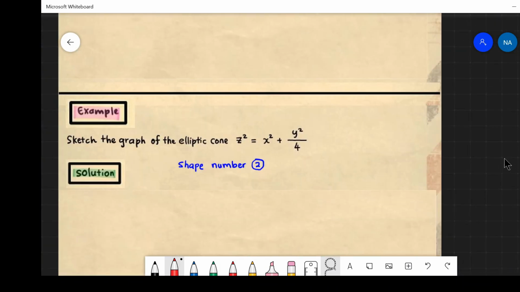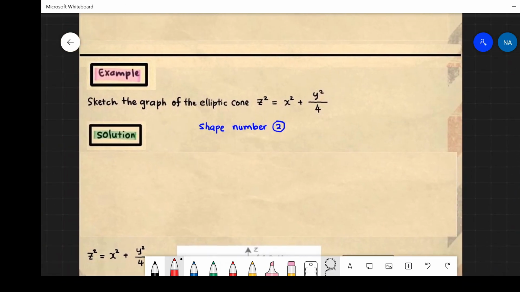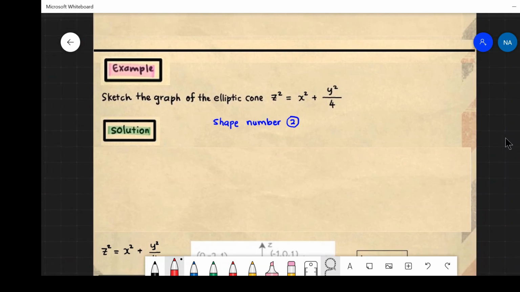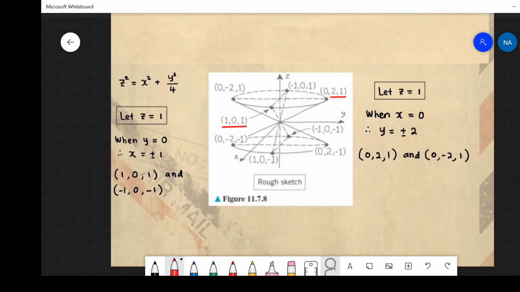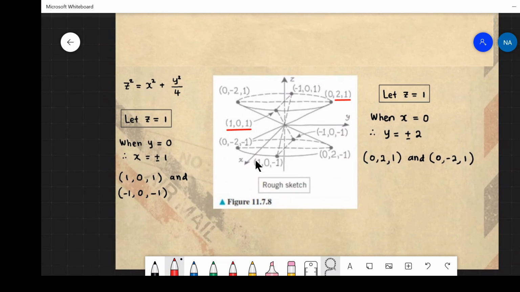Okay, so let us look at this example. We are asked to sketch the graph of the elliptic cone. We are given the equation. So carefully look at this equation. This refers to shape number 2, and we can quickly sketch the graph. So the graph basically is something like this.